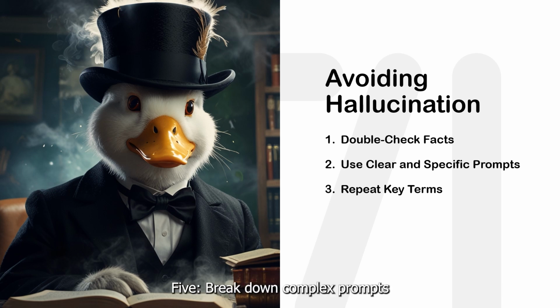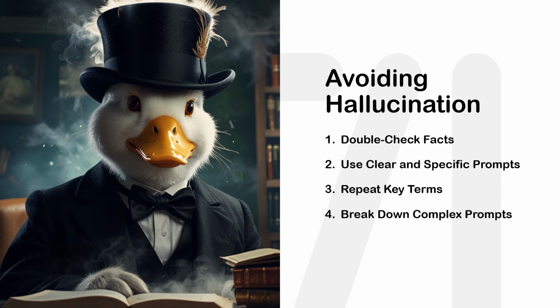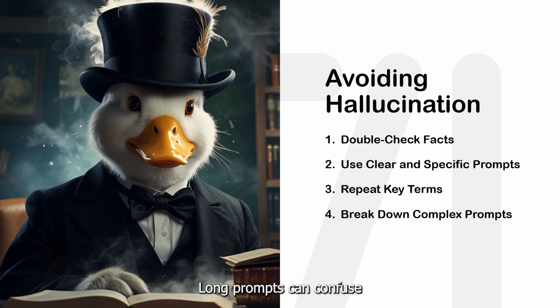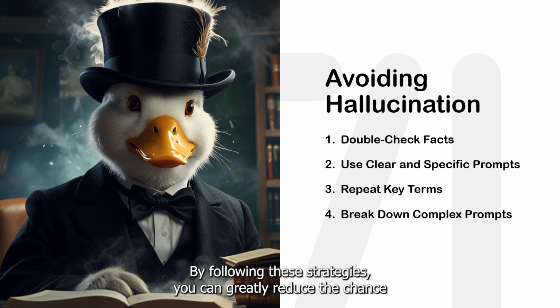5. Break down complex prompts. For intricate topics, use step-by-step prompting to help the AI address each part accurately. Long prompts can confuse the model and lead to inaccuracies. By following these strategies, you can greatly reduce the chance of getting incorrect responses and make sure the AI's output meets your needs.